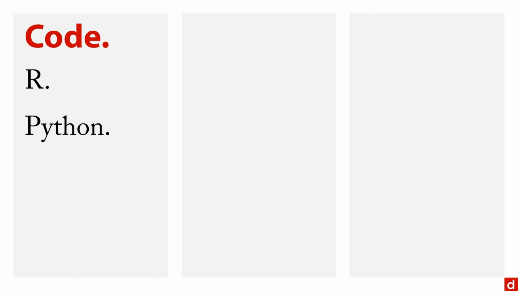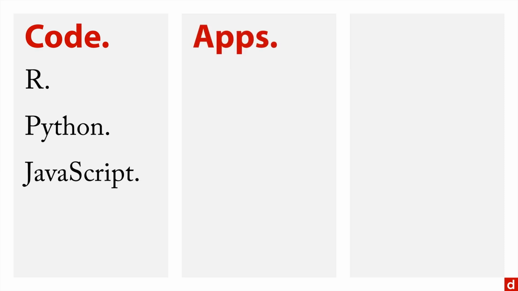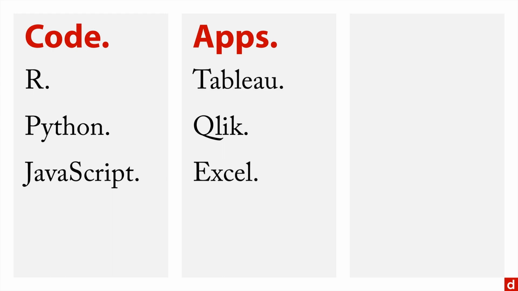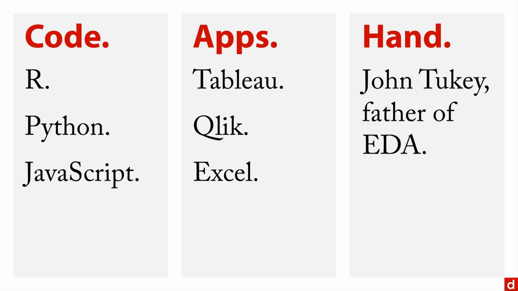There are a few ways you can do this if you want to. The first is with programs that rely on code. So you can use the statistical programming language R, the general purpose programming language Python. You can actually do a huge amount in JavaScript, especially in d3.js, or you can use apps that are specifically designed for exploratory analysis. That includes Tableau, both the desktop and the public versions, Qlik, and even Excel is a good way to do this. And then finally, if you really want to know, you can do this by hand. John Tukey, who's the father of exploratory data analysis, wrote his seminal book, a wonderful book, where it's all hand graphs, and actually it's a wonderful way to do it.